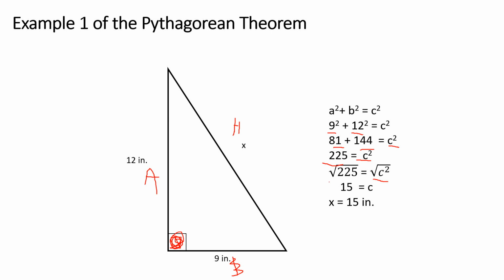We're just doing basic algebra here. Whatever we do to one side, we do to the other. The square root of 225 is 15, and the square root of C squared is C. So my X equals 15 inches. And again, the longest side opposite the right angle is called the hypotenuse.